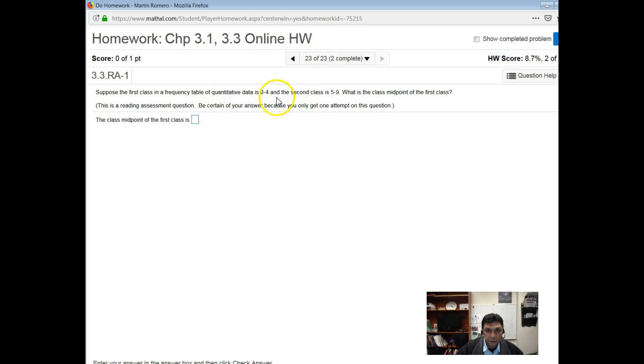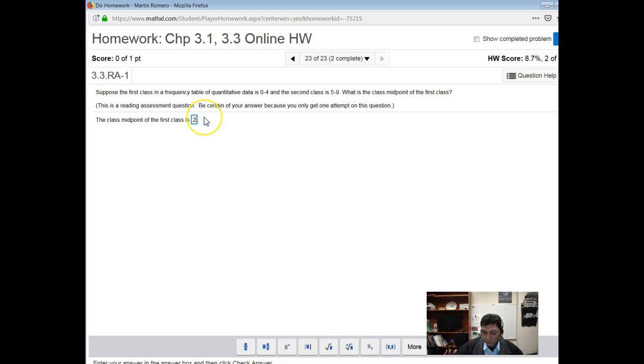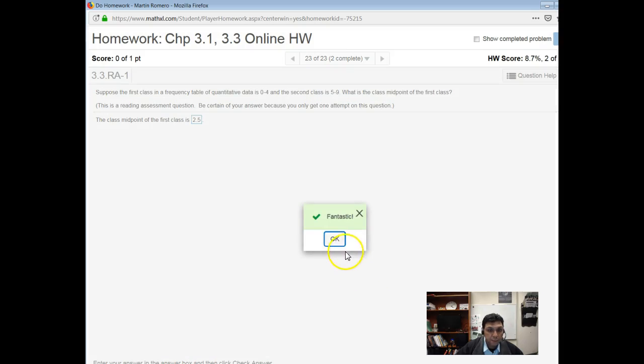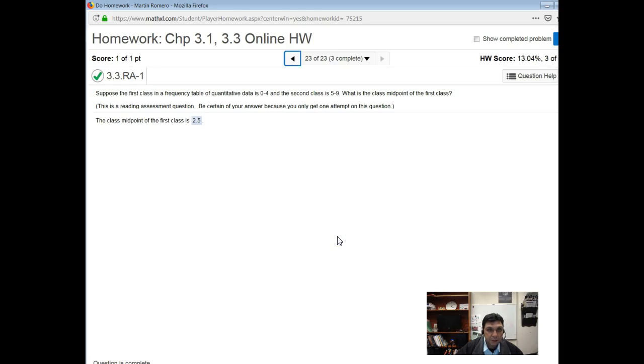Again, this one's 23. The class midpoint's going to be 2.5 again. What we're looking at is the lower class limits. The class width for that is 5 minus 0, and then the midpoint is half of that. That's where you get the 2.5 from. It's not going to be 2, but 2.5. The class width is 5, and half of that is 2.5. So that's where you would get the class midpoint to be 2.5 for the first frequency. The class midpoint for the next one would have been 7.5. Check my answer. That's it for 19, 22, and 23.